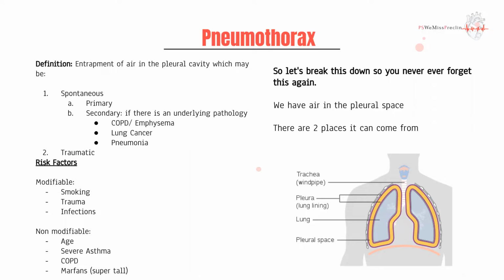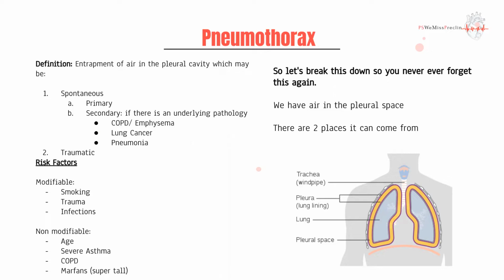It can be either primary, which is just a primary spontaneous pneumothorax, meaning the person had no risk factors and developed this pneumothorax. And secondary would mean that they have an underlying pathology that has put them at a higher risk of developing the pneumothorax. These include things like COPD, lung cancer, pneumonia, and emphysema as well. And we'll talk about why that's a risk factor in a second. And the second type would obviously be a traumatic pneumothorax. Now, this can often be penetrating injuries, high-speed motor vehicle accidents, and so on.